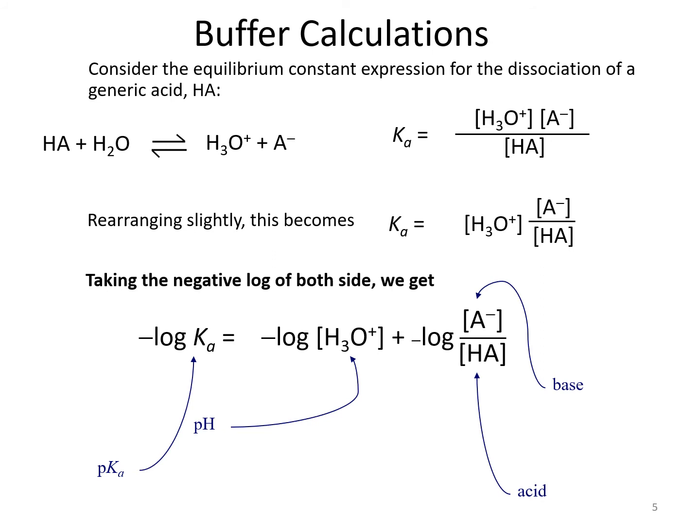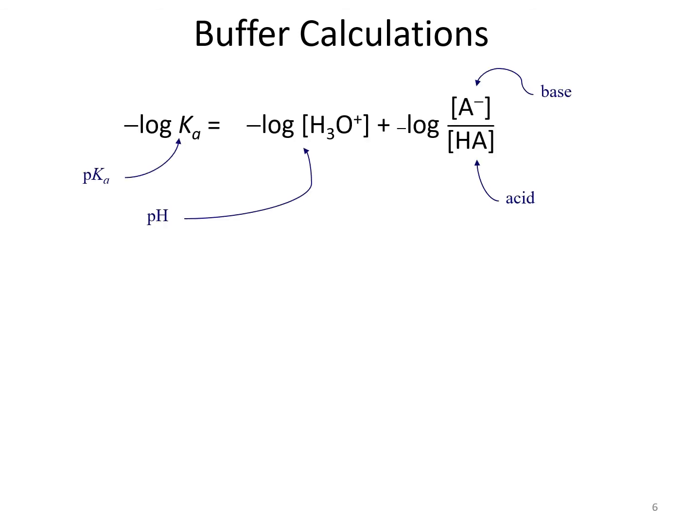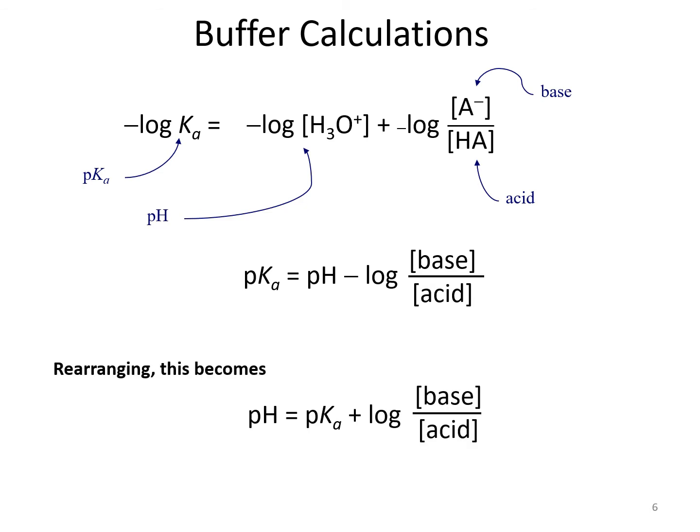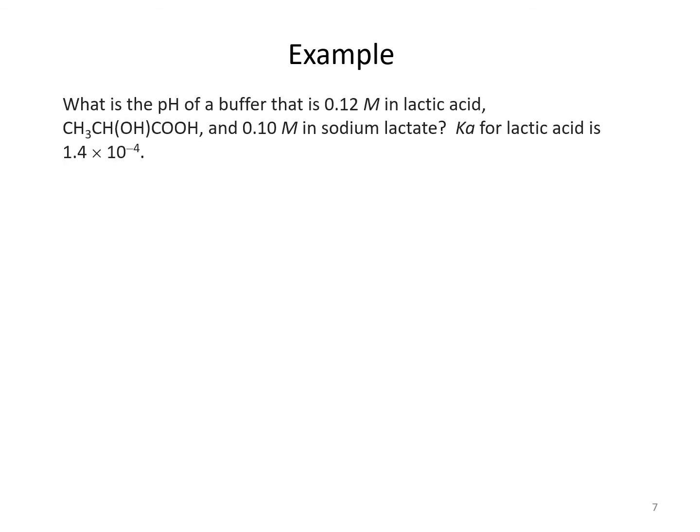So we identify the parts. Then we're going to substitute these values into a new equation equivalent to the one above, and then rearrange again. And this is now in the form of what we call the Henderson-Hasselbalch equation, which is a very useful equation for solving buffer problems. So let's have an example.